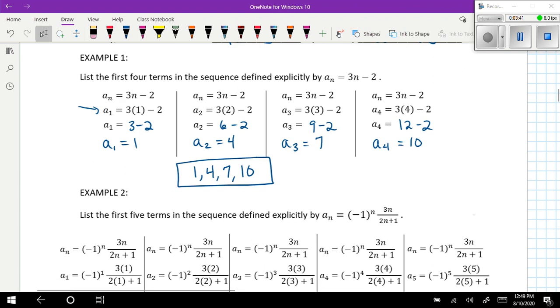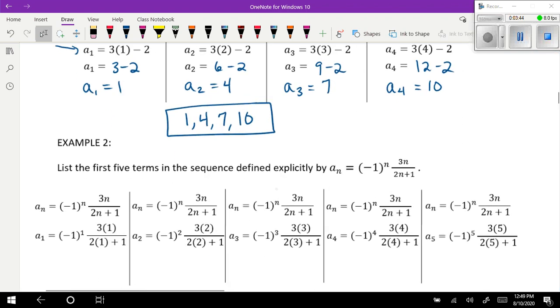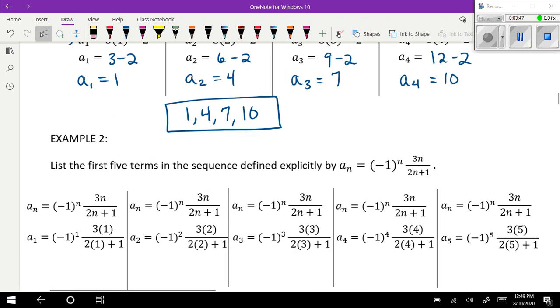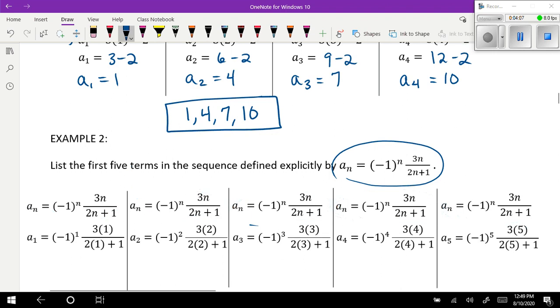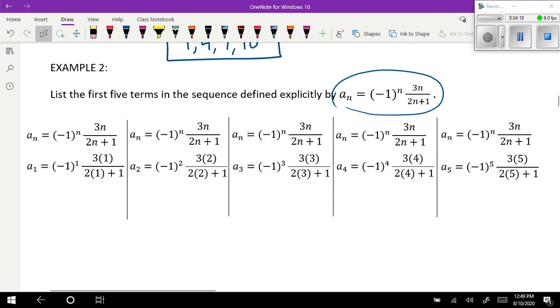Alrighty, example 2. List the first 5 terms in the sequence defined explicitly by a sub n equals negative 1 to the n multiplied by 3n over 2n plus 1. As you can see, I took the explicit definition of the sequence and I have repeatedly copied that over and over again so that we can substitute in straight from the formula each time. You can pause this video and do the same thing, although if you printed out the worksheet, you have the same thing that I have right in front of me, so you don't have to rewrite them.